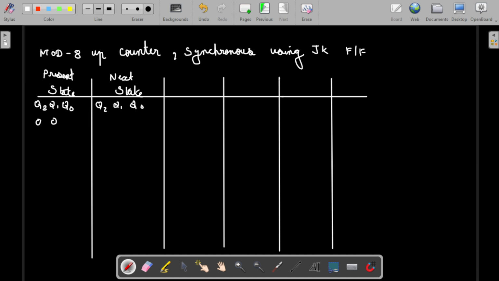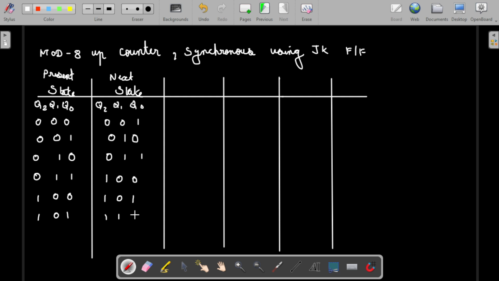Present state we are starting from 0 0 0. The next state will be 0 0 1. Okay. Present state, now this state will come here: 0 0 1. This will be 0 1 0, so this is 2. This will be 3, so 0 1 1. So here will be 0 1 1. This will be 4, so 1 0 0. So 1 0 0 here. Here will be 1 0 1. So 1 0 1, 1 1 0. So 1 1 0. Here will be 1 1 1. So 1 1 1 and then 0 0 0.